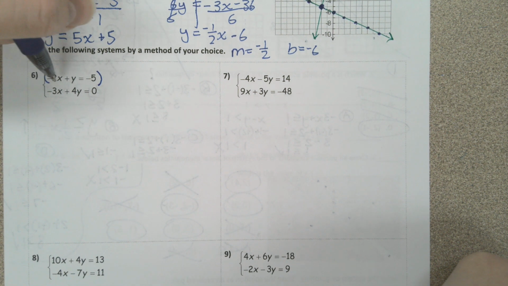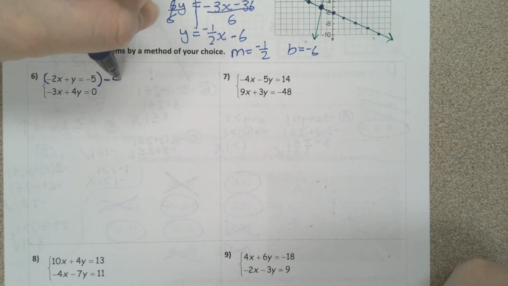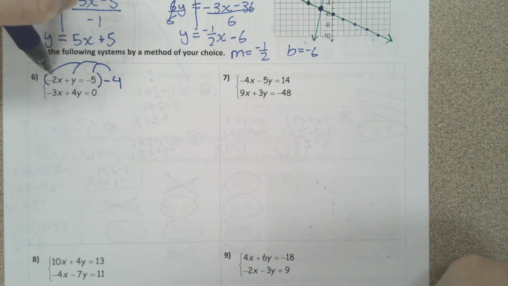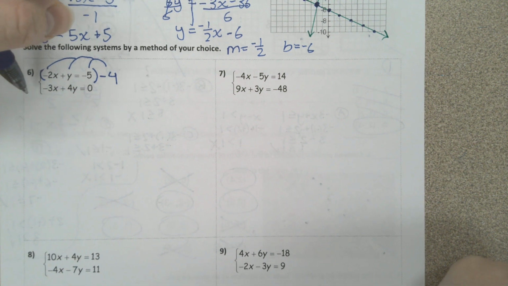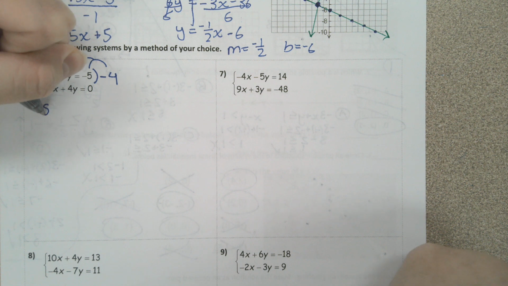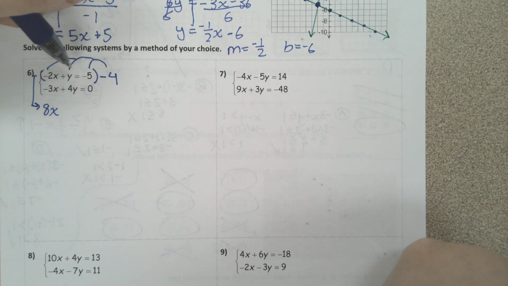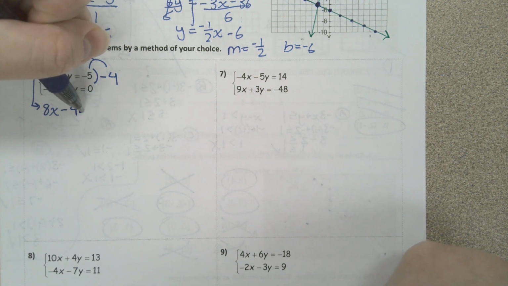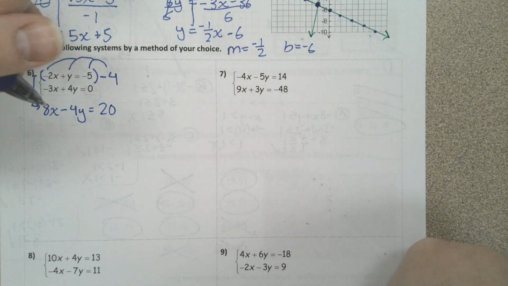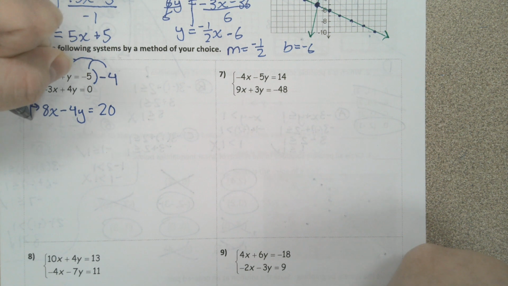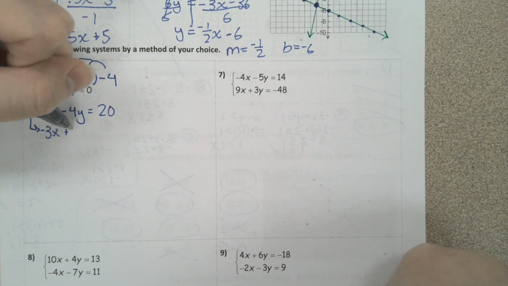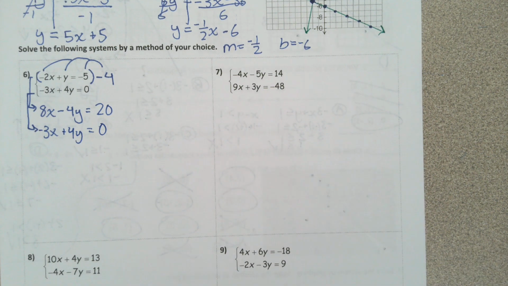I need a -4 here for these to cancel, so I'm going to multiply this by -4. When you do that, don't forget to fully distribute throughout the equation. So my new equation, -4 times -2 is +8x. -4 times y is -4y. Equals -4 times -5 is +20. So I've got my -4y. I'm not changing the bottom equation, so I'm just going to bring it down. -3x plus 4y equals 0.